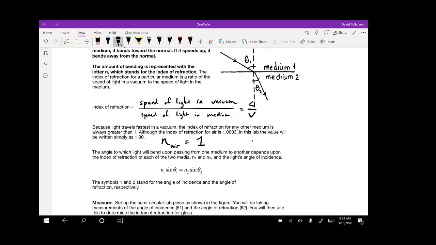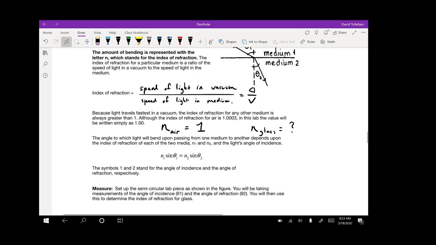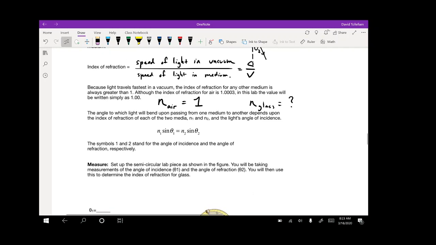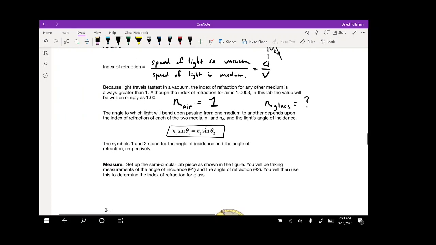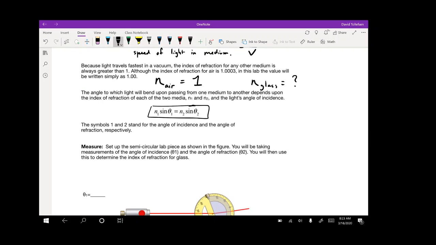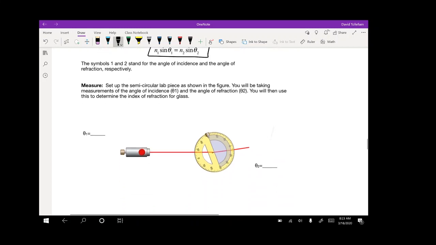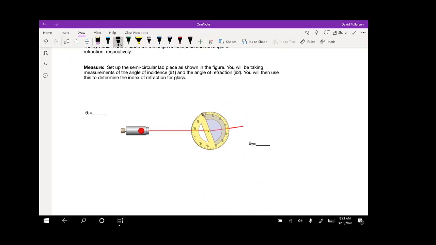In this lab, I want you to find n of glass. All right, what's the index of refraction for glass? And a mystery substance. So you can choose water, you can choose mystery A or mystery B, if you would like. The angle to which the light will bend upon passing, this is Snell's law. And the symbols 1 and 2 stand for the angle of incidence and the angle of refraction. All right, so first substance, first angle, second substance, second angle. The way we can measure this in your lab is you're going to use that semicircular piece.